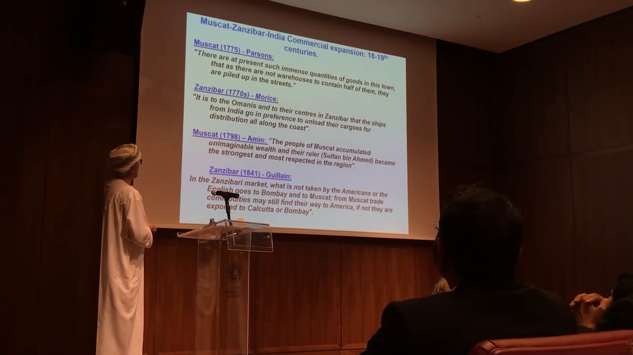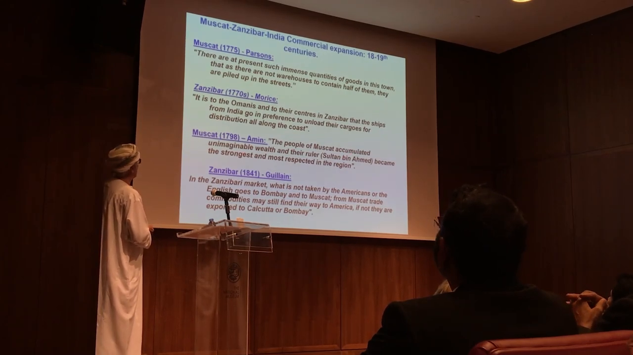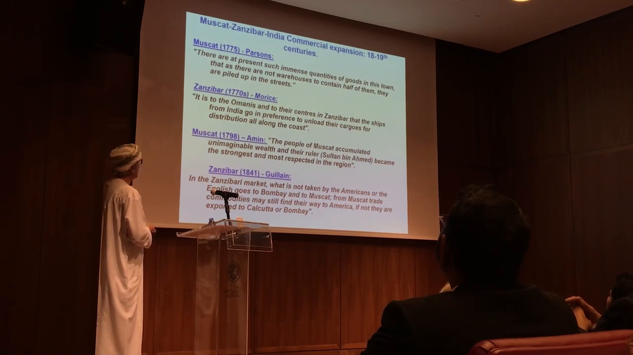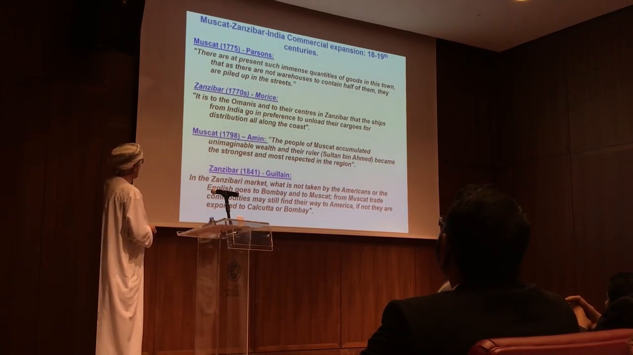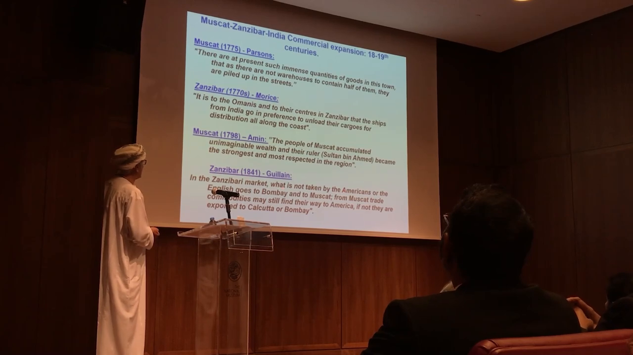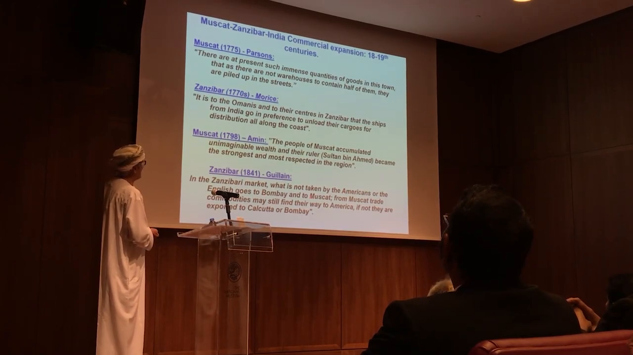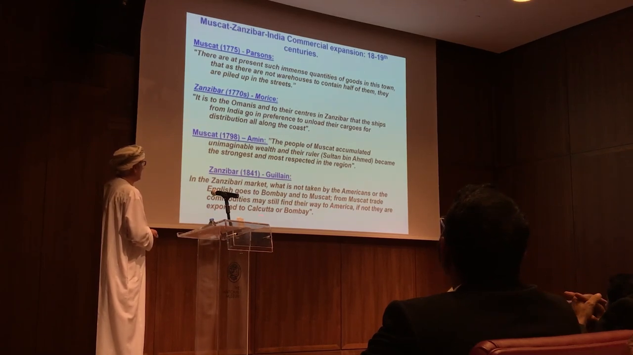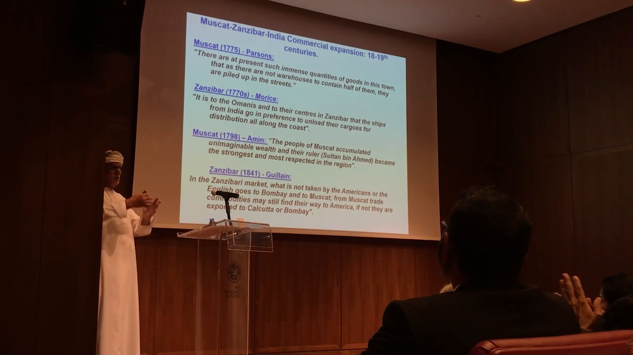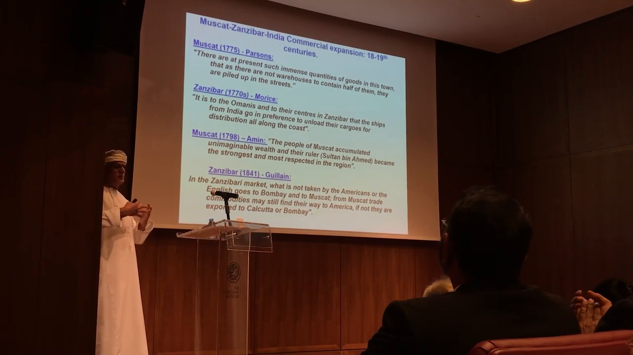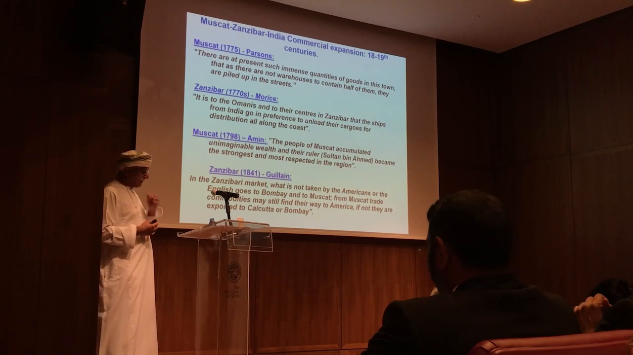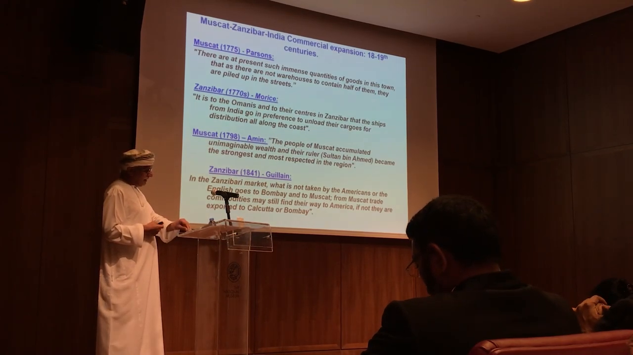End of 18th century, the people of Muscat accumulated unimaginable wealth, and their ruler Sultan bin Ahmad became the strongest and most respected in the region. And last one, in the mid 19th century, this is interesting, because in the Zanzibari market, what's taken by the Americans or the English goes to Bombay and to Muscat. From Muscat, trade companies may still find their way to America. If not, they go to Calcutta or Bombay. So this was the relationship. This was a huge expansion of trade at that time.